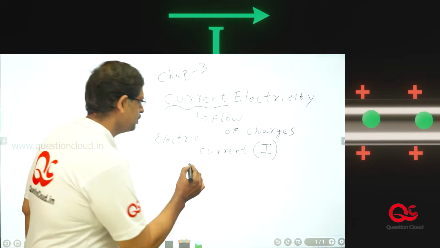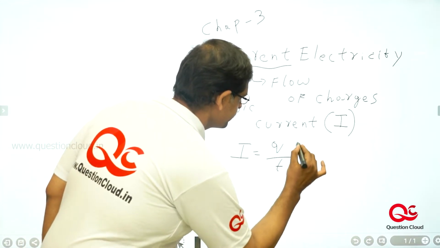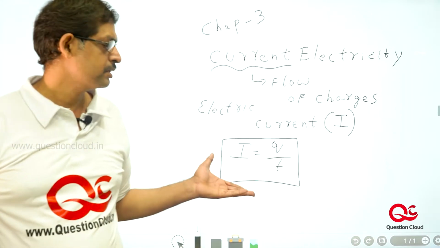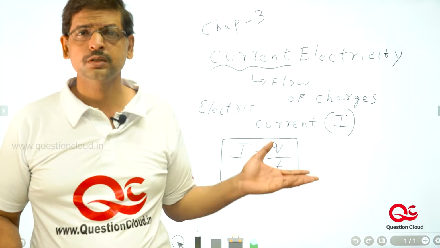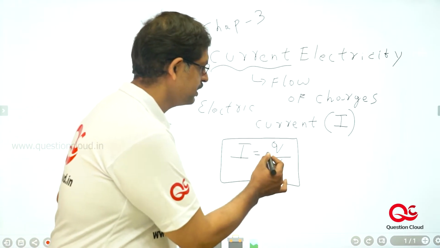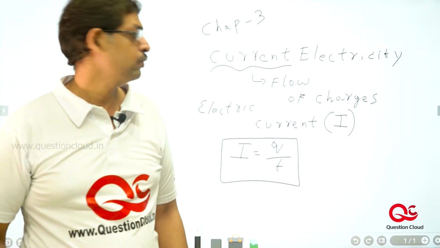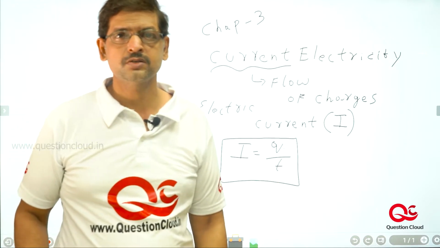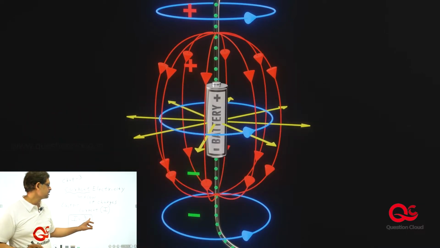So what is the formula for electric current? Current I is equal to Q by T. As I told you before, the expression is the heart of it. As you meditate on the expression, you will get the definition. Current is defined as the flow of charge per unit time. As you see the expression, you will get your definition, so you don't need to mug up the definitions.